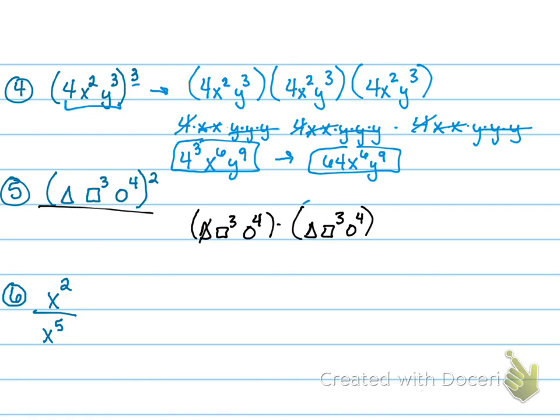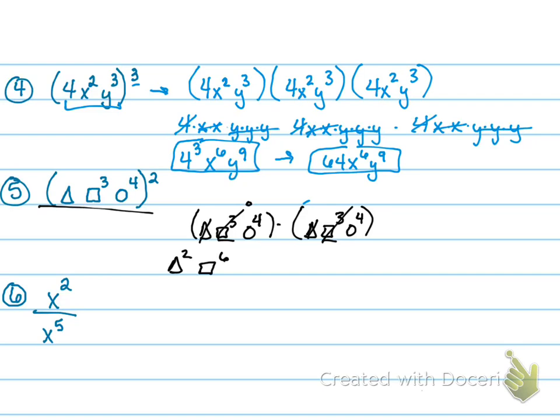I notice that I have triangle to the 1st and triangle to the 1st, so I have a total of triangle to the 2nd power. And then I have square to the 3rd, square to the 3rd. So that would be like 3 of them, 1, 2, 3, 1, 2, 3. That's going to give me square to the 6th power.